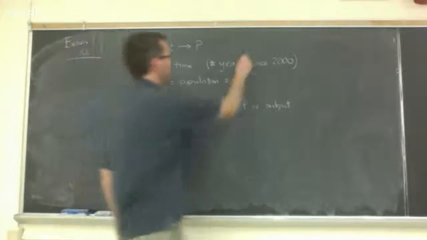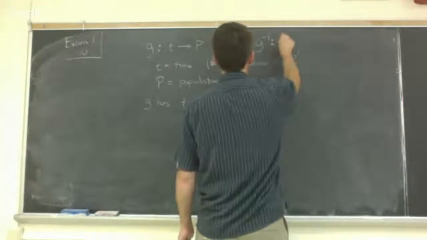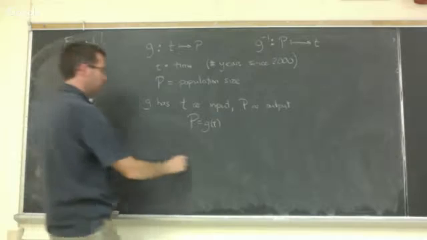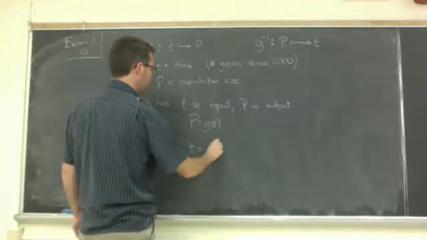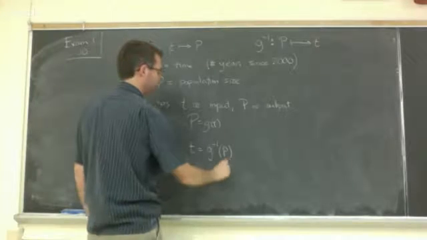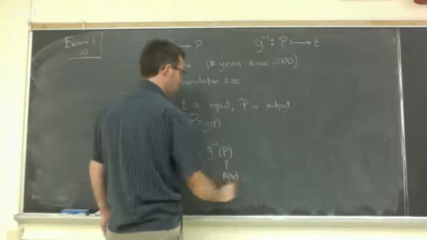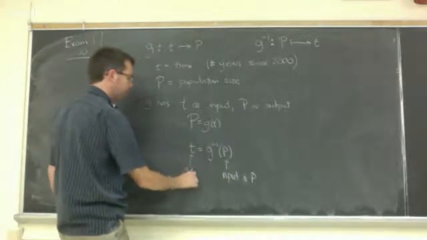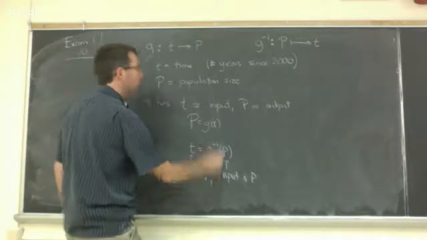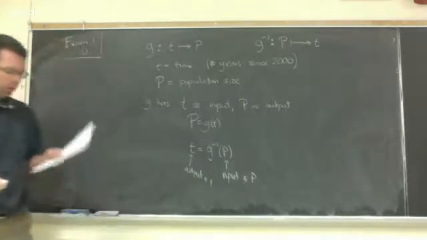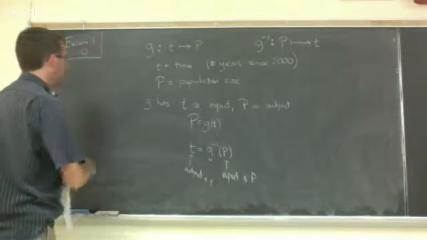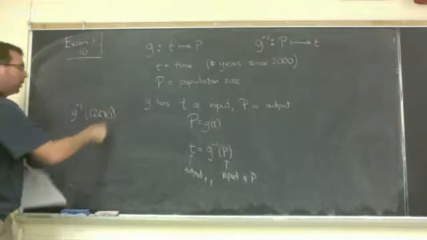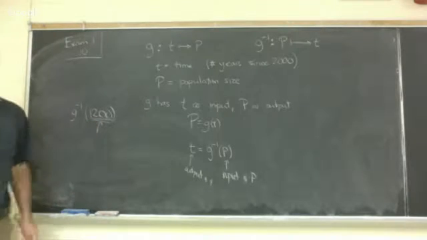When I do an inverse function, it switches the role of the variables. And so what that means is T equals G inverse of P. The input of the inverse is population. The output is T, the number of years since 2000. So when it asks, what is G inverse of 1200? I look at the 1200, and what does the 1200 represent?